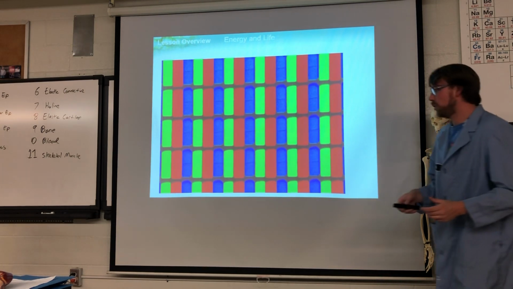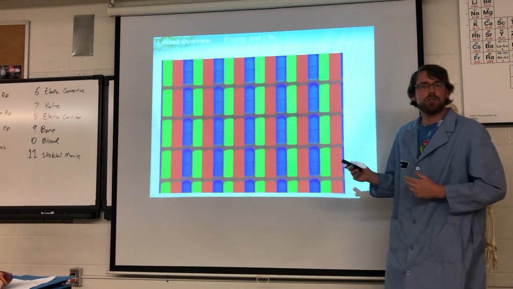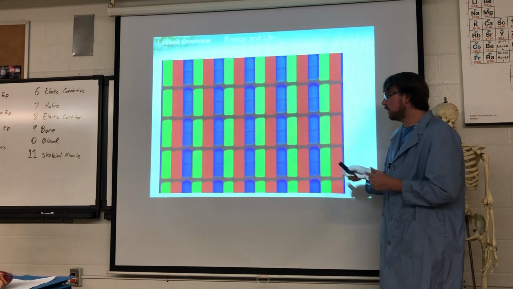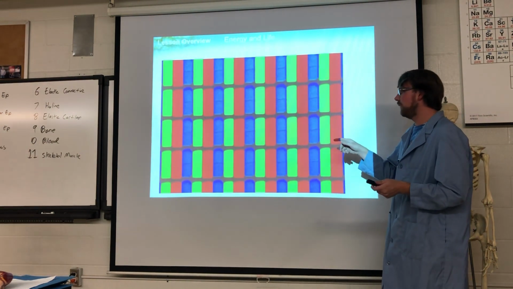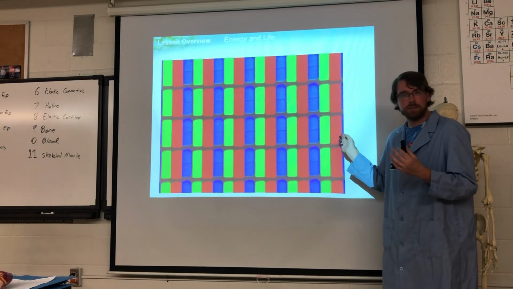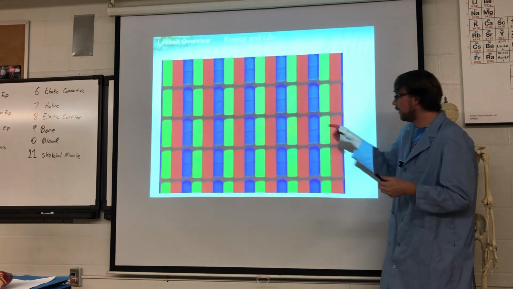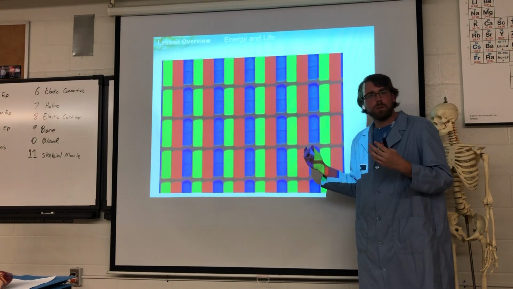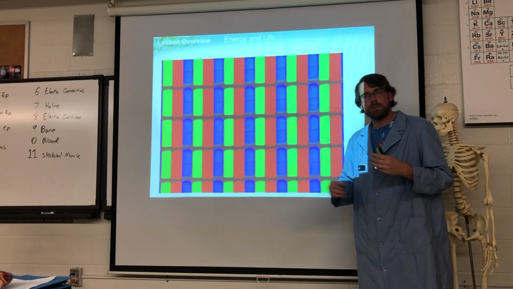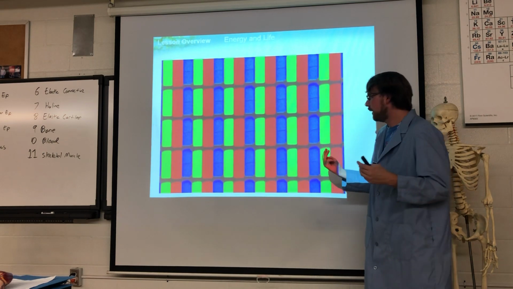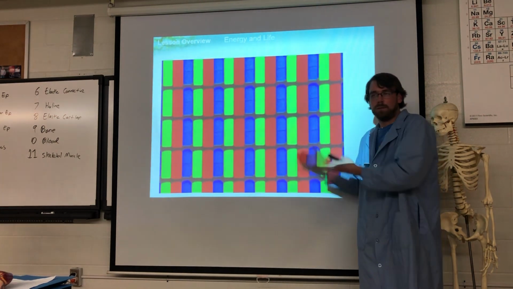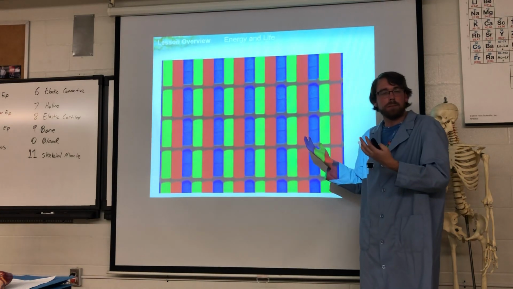So this image is an image of a phone screen zoomed in under a microscope. You'll notice that there are repeating patterns of LEDs. They go blue, green, red. Your phone can only produce 3 colors. It can produce blue, green, and red, basically in roughly this pattern depending on the make and model.